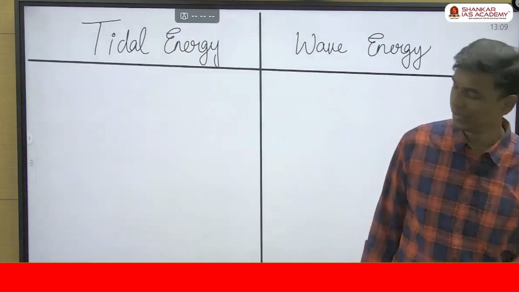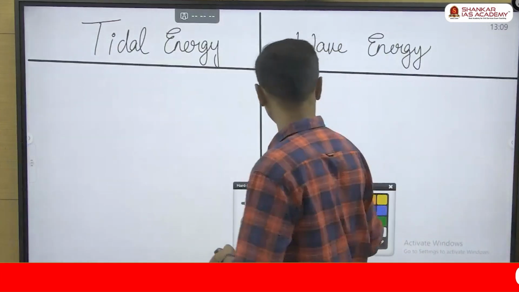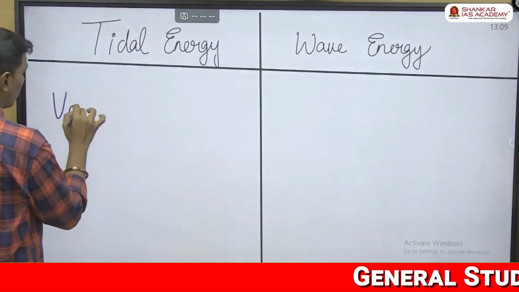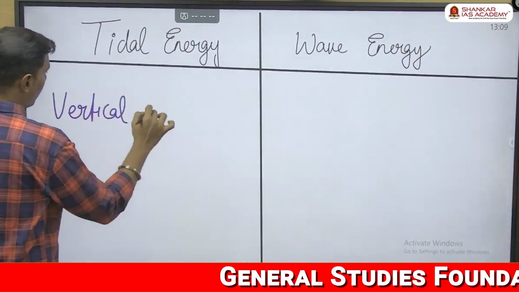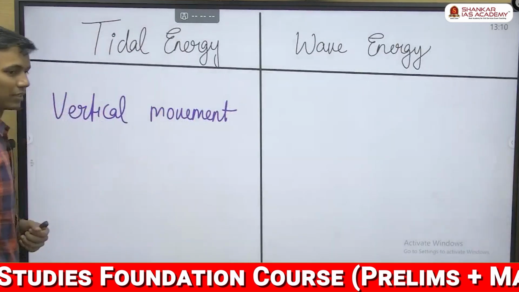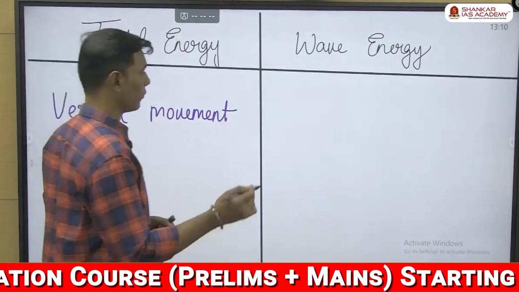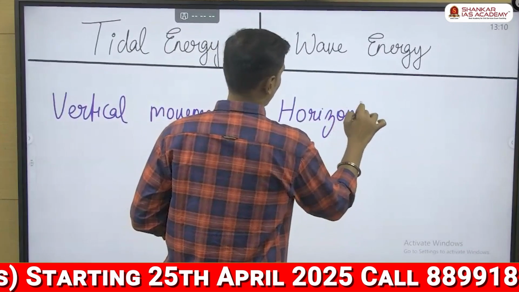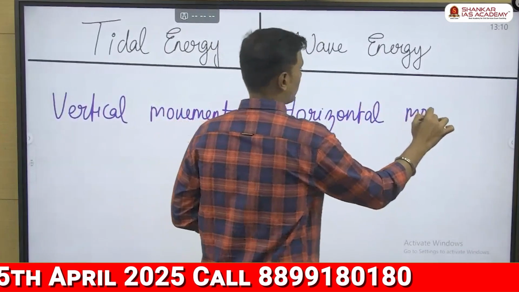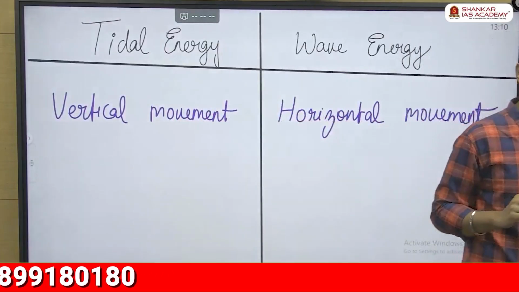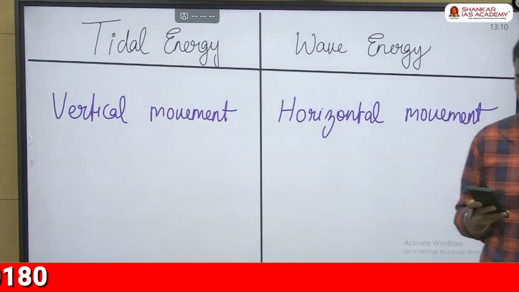energy extracted using vertical movement of water. Energy extracted using vertical movement of water. Wave energy is the energy extracted using horizontal movement of water. So tidal energy uses vertical movement and wave energy uses horizontal movement.